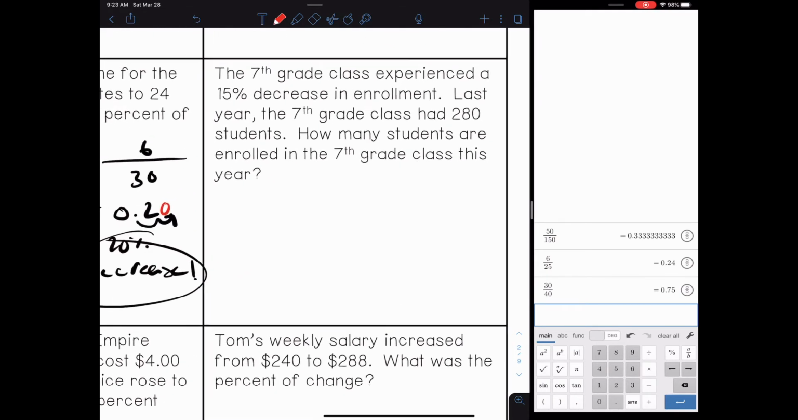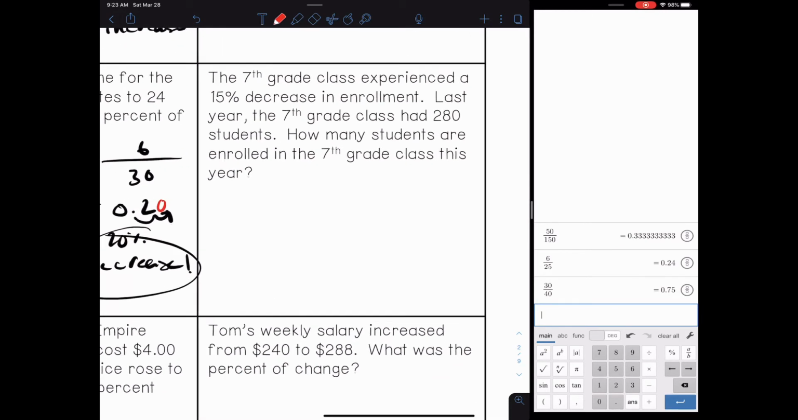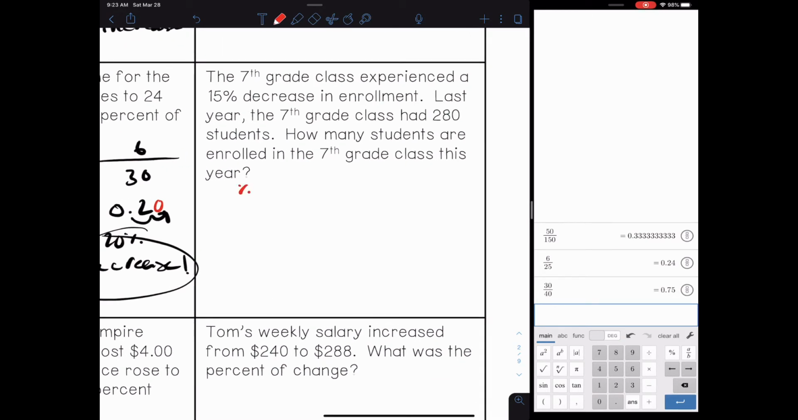Anyways, a 7th grade class experienced a 15% decrease in enrollment. Last year, the 7th grade class had 280 students. How many students enrolled in the 7th grade class this year? So, think about what we have. So, we have the percent of change equals the amount of change divided by the original amount. So I'm going to use a little bit of a different equation for this one.